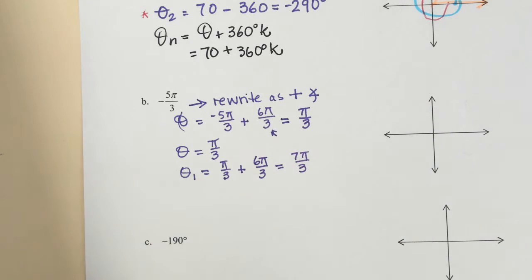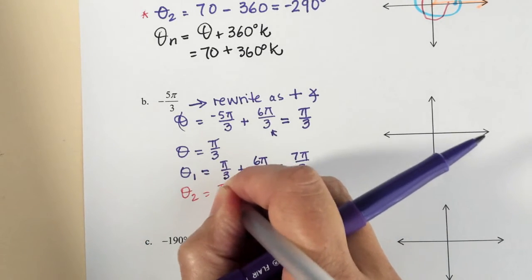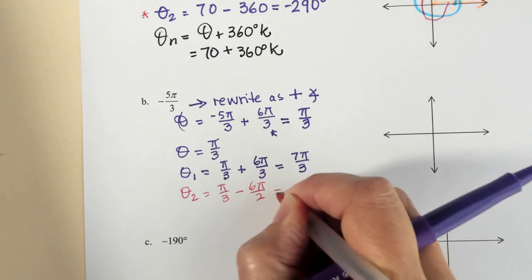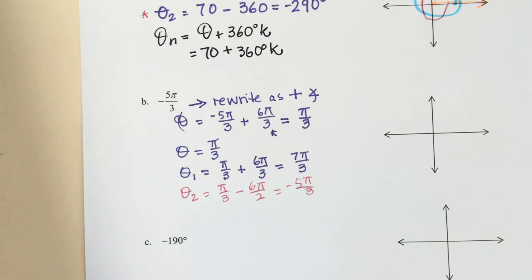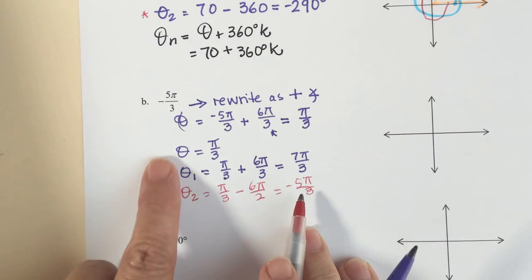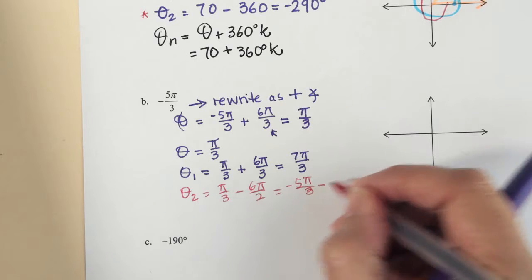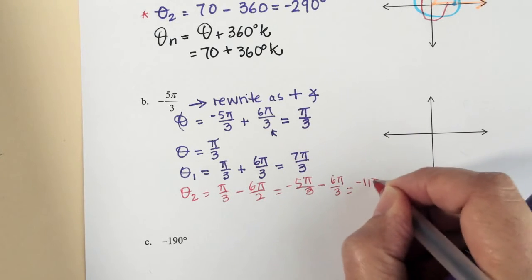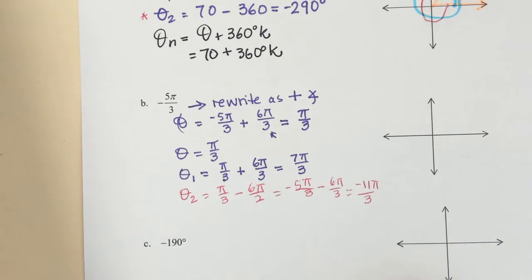And then to do my negative, this time I'm going to subtract 2 pi, and it gives me this. But notice that was what I started with. So what I'm going to do is subtract another 6 pi over 3, and that gives me negative 11 pi over 3. Okay, so let's see what that looks like.